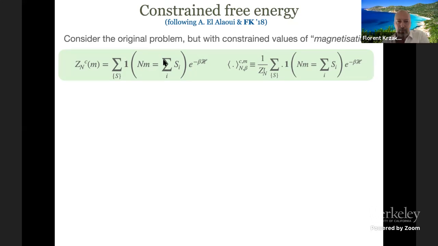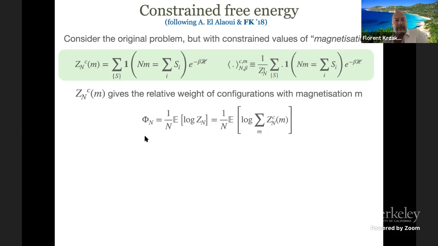Right, and of course, then you need to put this indicator function into expectations, and you can define this. Now, why is this interesting? Well, if you sum over all m, this quantity, of course, you have the whole partition sum. So the constraint partition sum at finite m gives you the relative weight of configurations with magnetization m. In fact, it's a way to set up a large deviation principle. It's exactly what can happen.